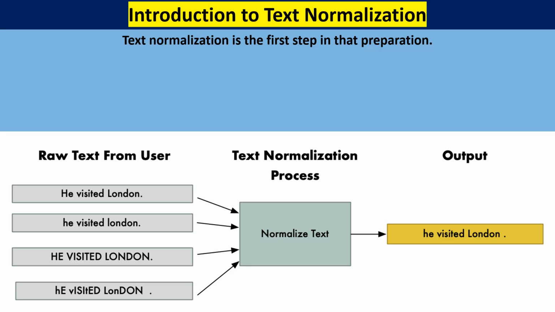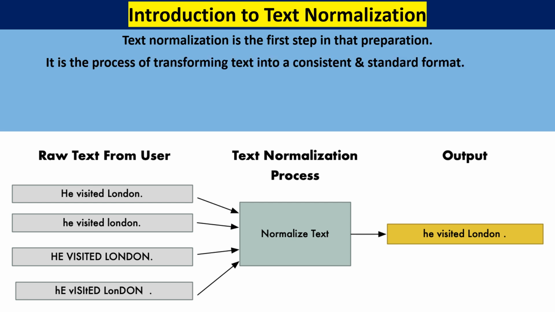Why is text normalization important? Before we can apply any algorithm on text data, we must first prepare and clean that data. Text normalization is the first step in that preparation. Text data often comes from multiple sources, web pages, social media, chats, each using different formats, spelling, or symbols. Text normalization helps convert all of this into a standard format so that machine learning models can interpret the data more accurately.